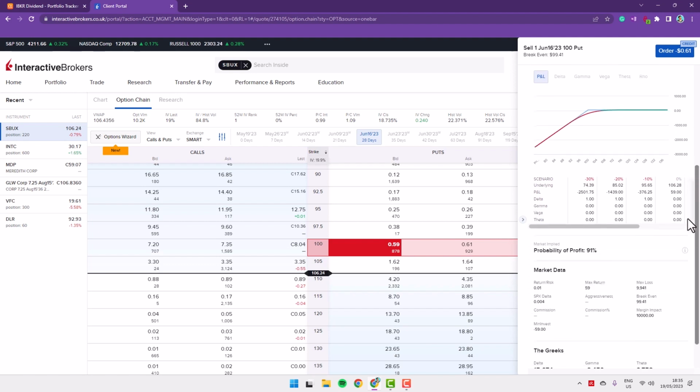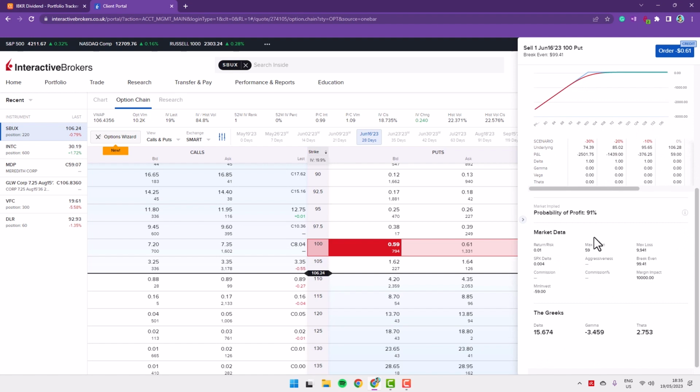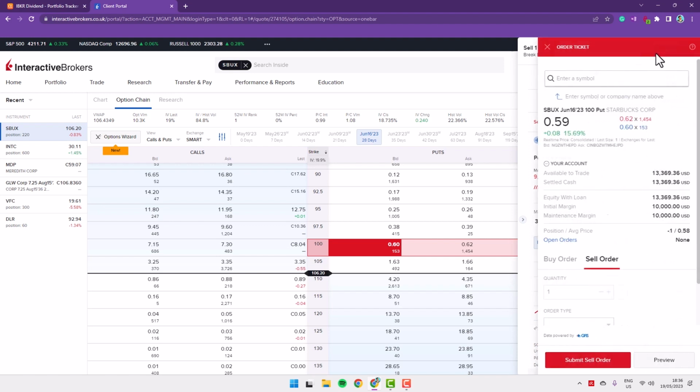We can go lower. It forecasts that the maximum return we have is 59. The maximum loss we can have is almost $10,000. It means if for some reason the stock of Starbucks goes to zero, I will be forced to buy at $10,000, so I will lose 9,941, which is 10,000 minus the 59 premium I got. So let's go to the ordering ticket.